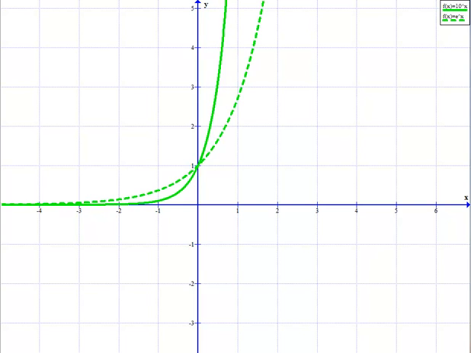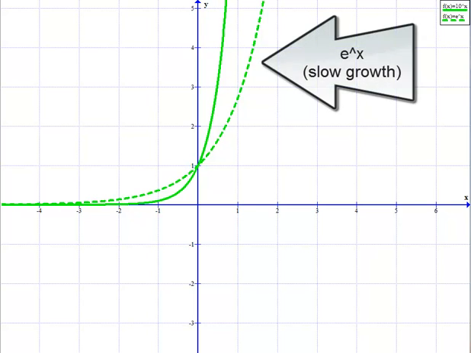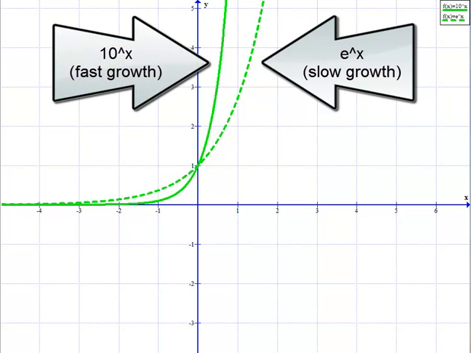This is the graph of e to the x power. Now e is Euler's number, 2.7. So this is the graph of 2.7, or e to the x power. Just like pi is 3.14, e is equivalent to 2.7. You'll notice that e to the x has a slower exponential growth than 10 to the x. So as your base increases from 1 to infinity, the function will increase faster.